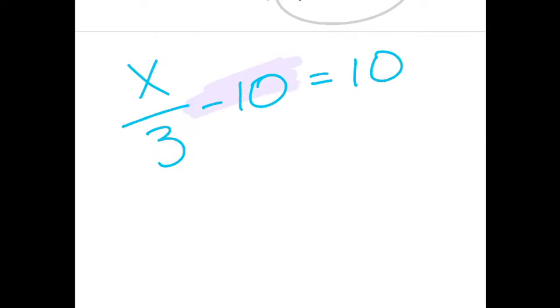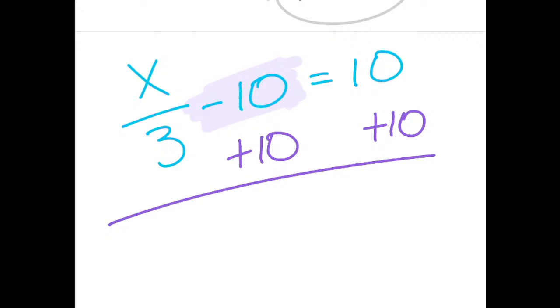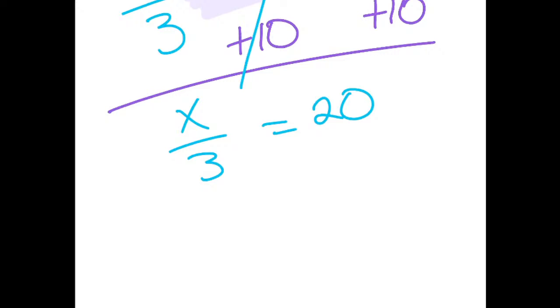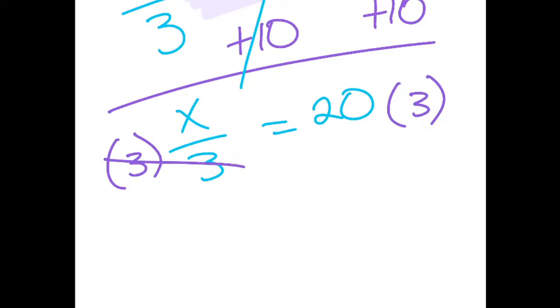Let's go after the minus 10 first. The opposite of minus 10 is plus 10. And let's do that to both sides because we need to be fair. x divided by 3, this cancels out, equals 20. What is the opposite of dividing by 3? Multiplying by 3. So let's do times 3 here, and let's be fair and do it to both sides. Cancel that out. That leaves you with x equals 60.